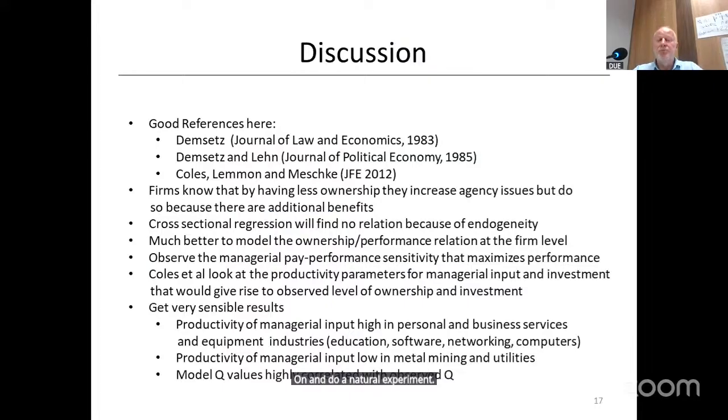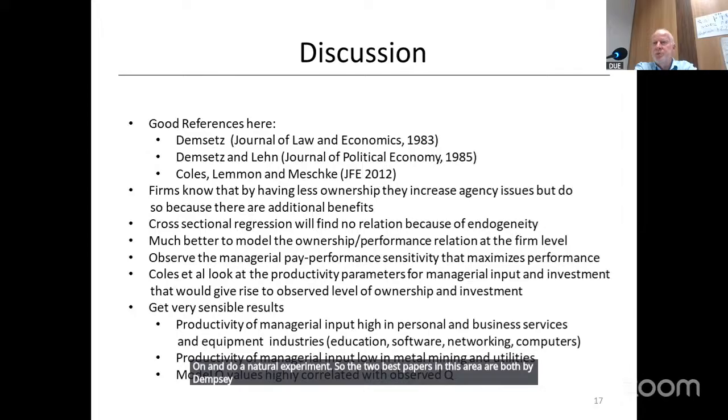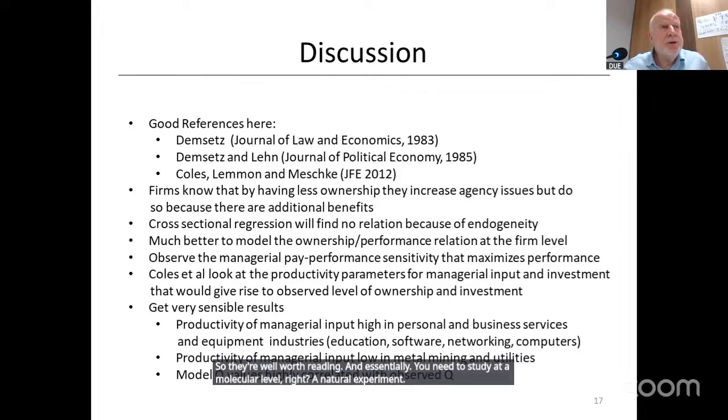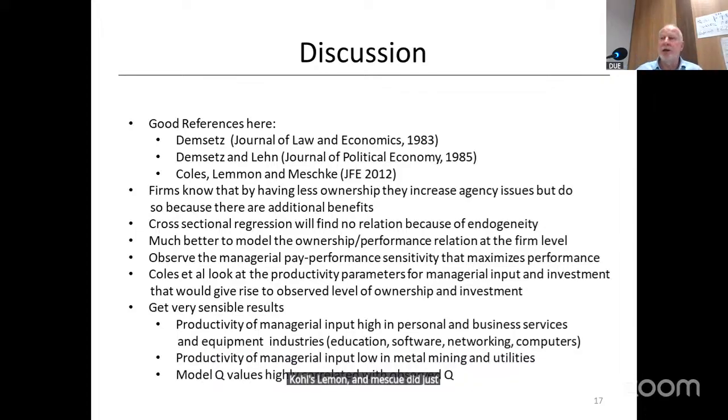So the two best papers in this area are both by Demsetz, a Nobel Prize winning economist. So they're well worth reading. And essentially, you need to study at a molecular level, a natural experiment. Coles, Lemmon and Meschke did just that. They studied at a molecular level.